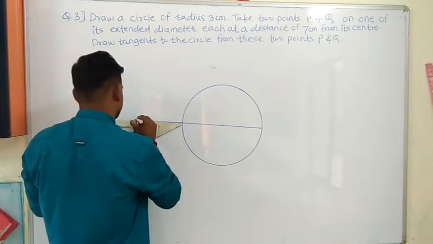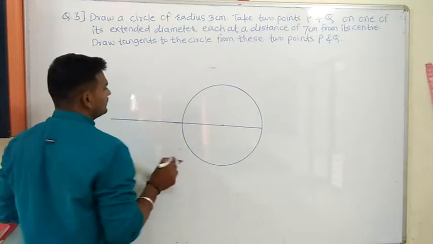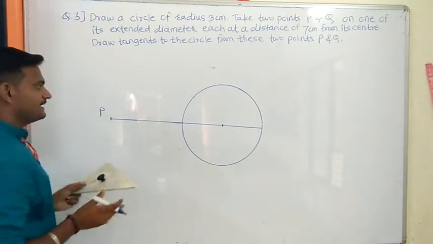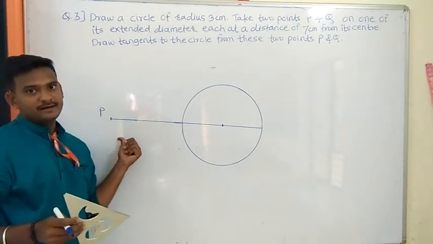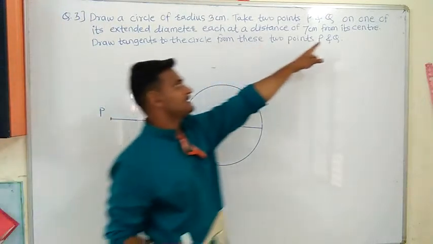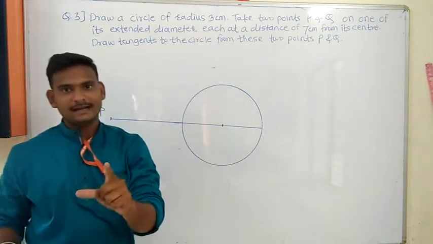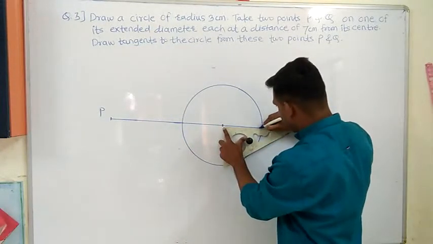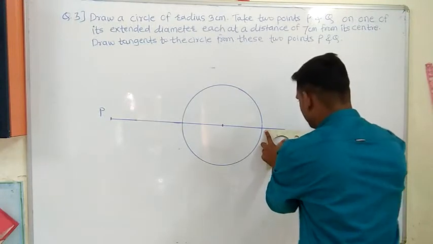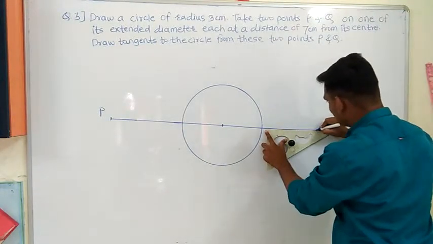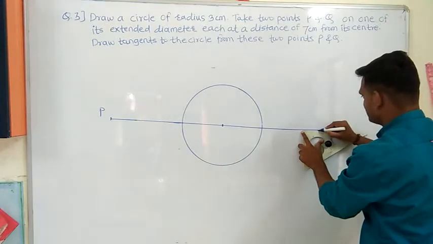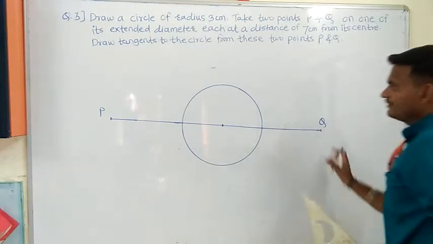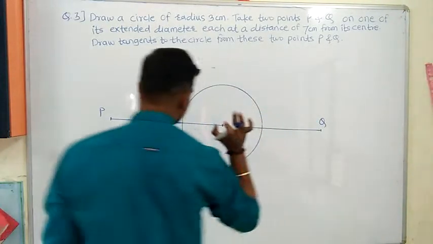Up to which distance do we have to extend? From the center to the point P, the distance will be 7 centimeter, because it is given that the two points lie at 7 centimeter from the center of the circle. And I will extend this diameter towards the right-hand side also, up to a distance of 7 centimeter from the center. This is the point Q, which lies at a distance of 7 centimeter from the center.